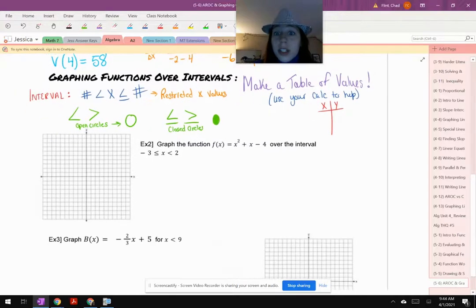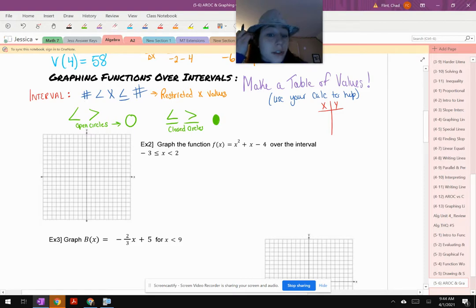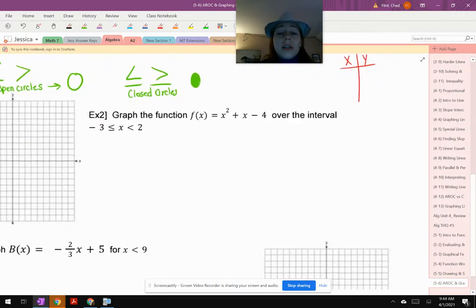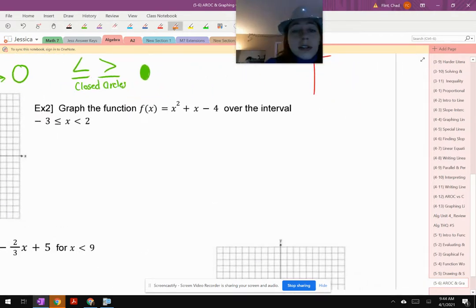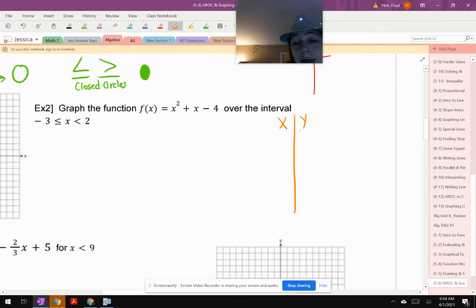Okay, this is 5-6 for algebra, example number 2. So this is dealing with the graphing over intervals part of it. So graph the function f of x equals x squared plus x minus 4 over the interval -3 through 2. So just like we suggested in our first part of this, we're going to start off by making a table of values, x's and y's.